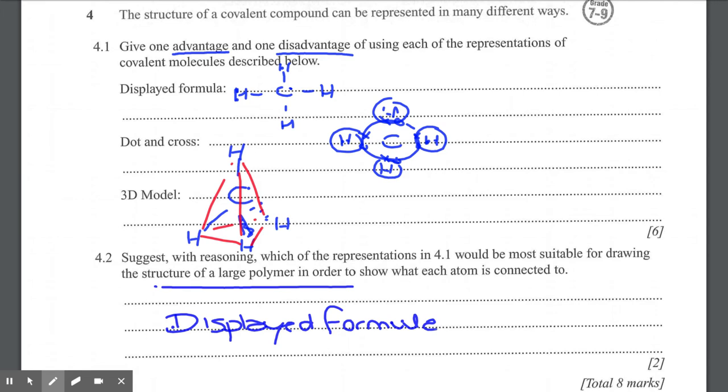And to draw a dot cross diagram of that is going to take even longer. So a displayed formula simplifies the molecule down. It shows you how the connections are made between the carbons and how the connections are made between the hydrogens, assuming it's a hydrocarbon polymer. But the key point, being a large polymer, is that the displayed formula is definitely better. Dot cross diagrams for small molecules like methane are fine, but use a displayed formula when the molecule gets big.